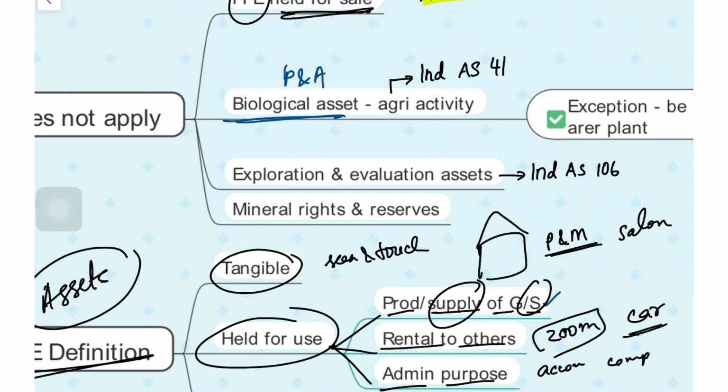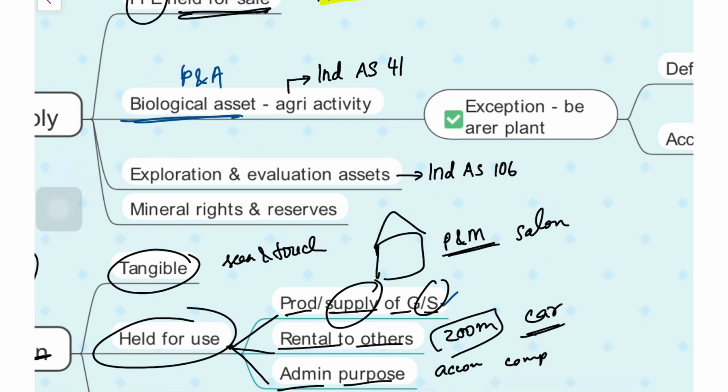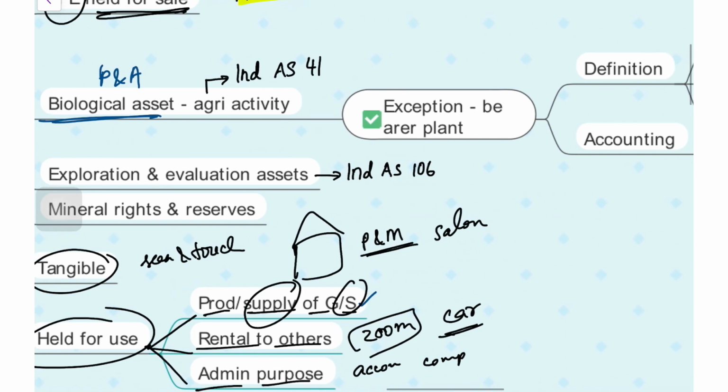You might use an animal for the production of your goods. Suppose in farming activities, you would have seen that animals are used for production of goods, right? So in such case, can you bring that cow or buffalo or whatever you are using into the definition of PPE here as Ind AS 16? The answer is no. All those will go under your Ind AS 41. But there is one exception here. So what is that exception?